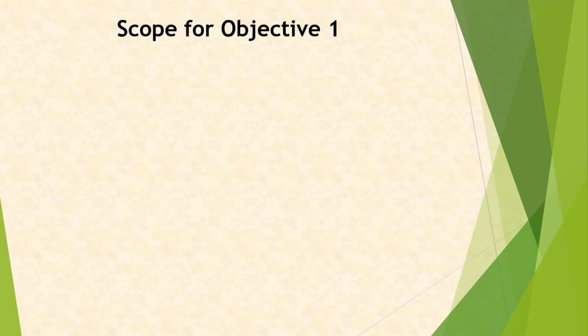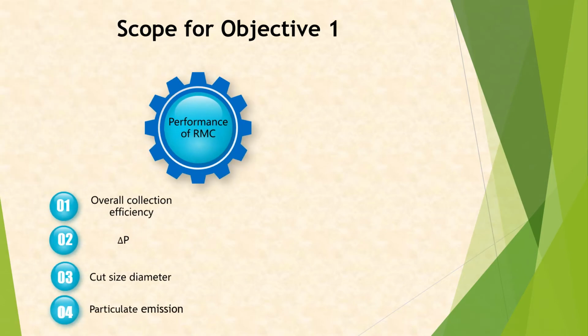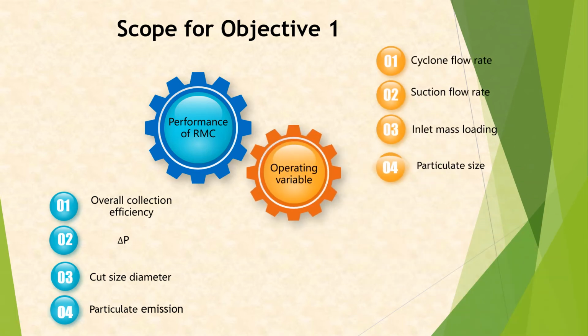This is the scope for Objective 1. Performance of the retrofitted multi-cyclone (RMC) can be related to the overall collection efficiency, pressure drop, cut size diameter, and particulate emission, whereas the operating variables are cyclone flow rate, suction flow rate, inlet mass loading, and particulate size.